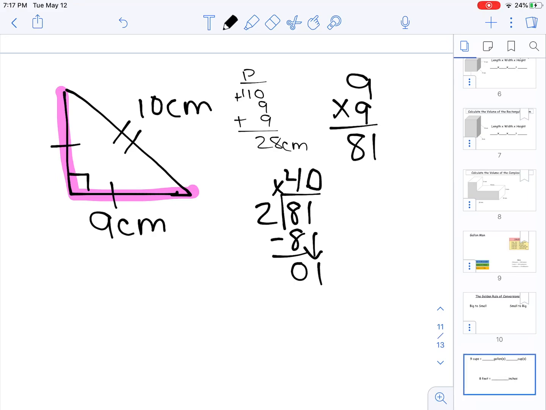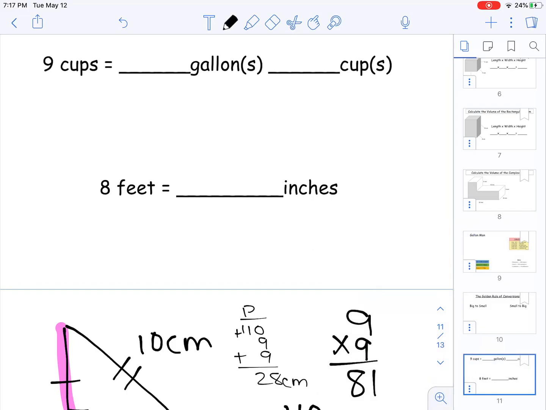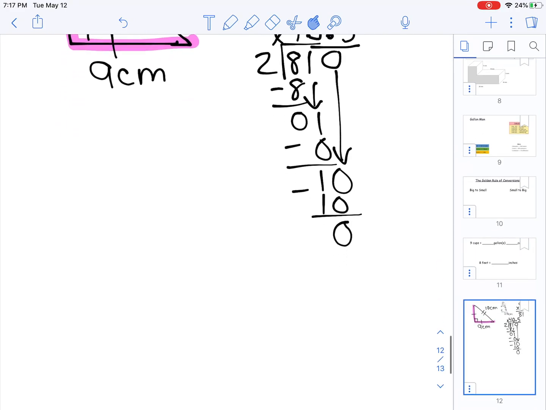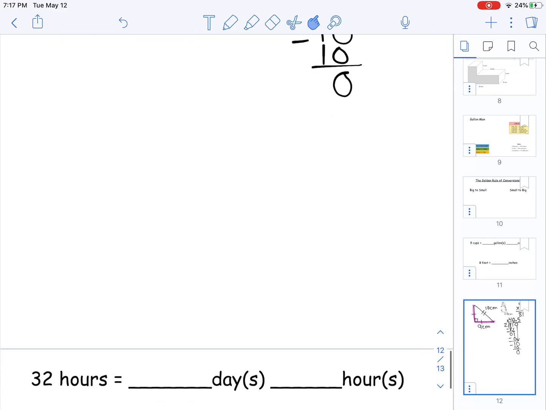So that's where that decimal is going to come in. We're going to put 0 because we can't get a group, and then add that decimal. Now we can add those zeros. Add that 0, drop it down. If I have 10, I can get 5 groups. So I'm going to have 40 and a half for the area of that triangle.